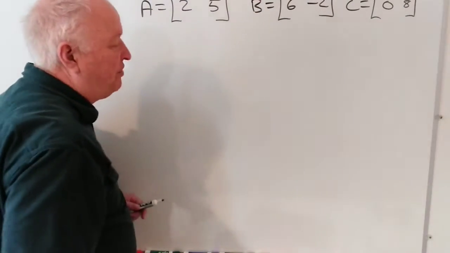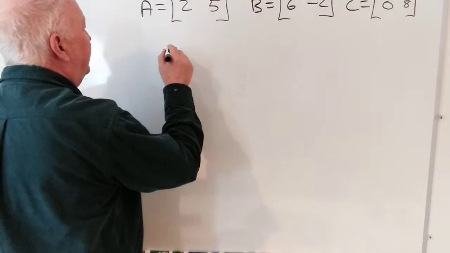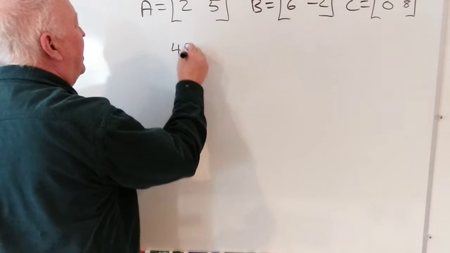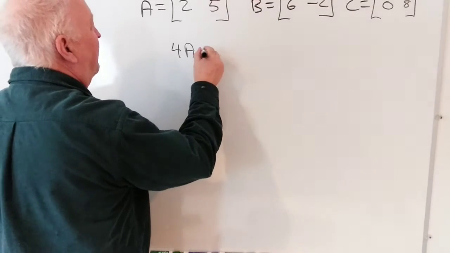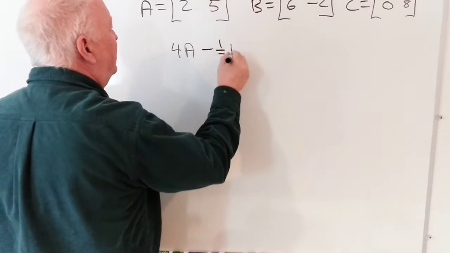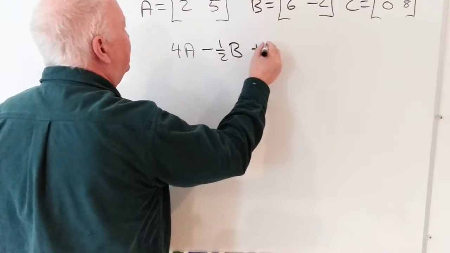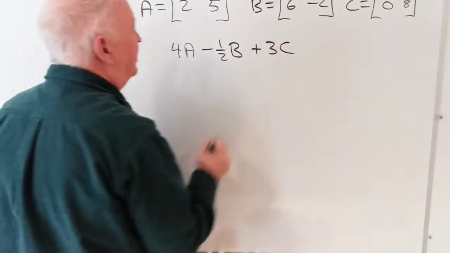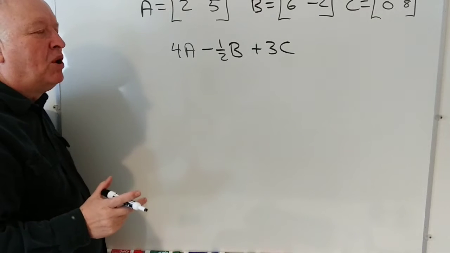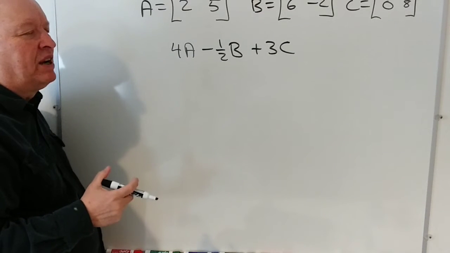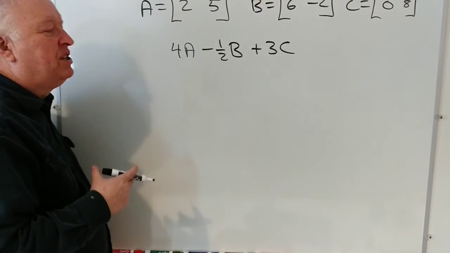Let's see if you can do this one. 4A minus 1/2 B plus 3C. Hit pause, take some time to work it out, and then come back to see if you did it correctly.